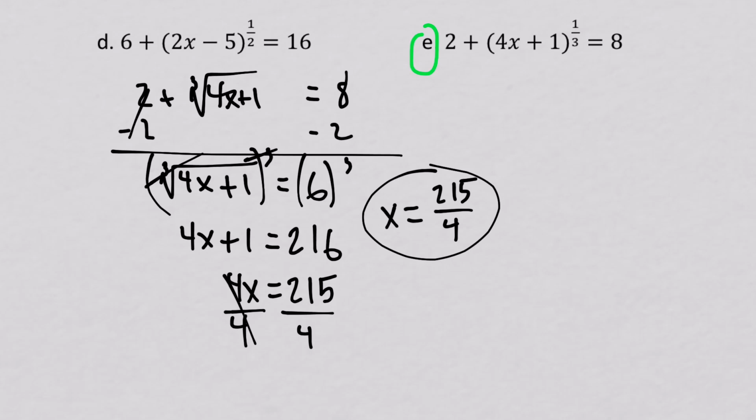Now in these cases there is no need to go back and check. Okay? There are no extraneous solutions here because you have a cube root which allows for positives and negatives. So it doesn't really matter if you go back and check. Your solution here is 215 over 4.